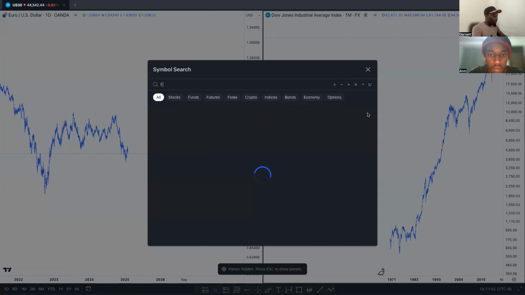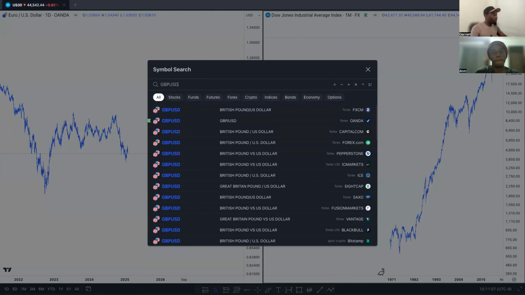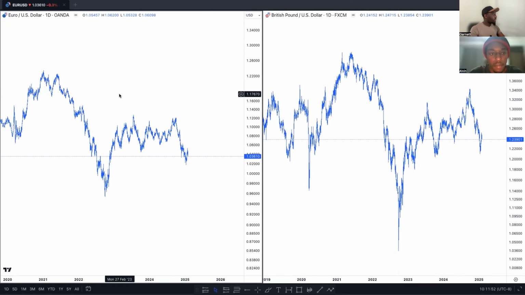I'll clean this. So let's put Euro USD on one side, and then on this side GBP USD. All right, cool. So on this side you have Euro USD, correct? And on this side you have GBP USD. Just looking at this axis right here, on GBP USD, price is currently at 1.23901. On Euro USD, price is currently at 1.03610, correct? Correct. Now, if you look at this axis, the way the scale is, price is moving differently, so there are different numbers.